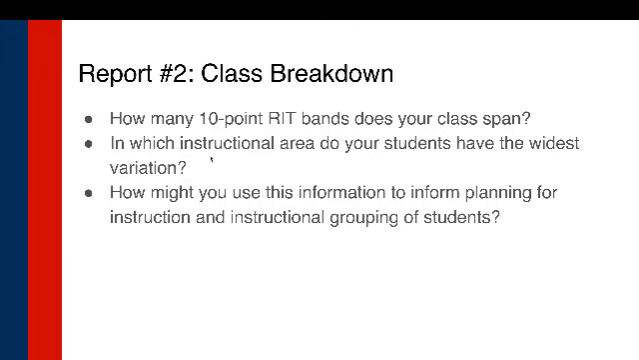You can answer some questions like these. How many of those 10-point RIT bands does the class span? In what instructional areas do students have the widest variation? And that would be by looking at those rows on the left. And then how might you use this information to inform planning for instruction or even your instructional grouping of students by looking at those areas?